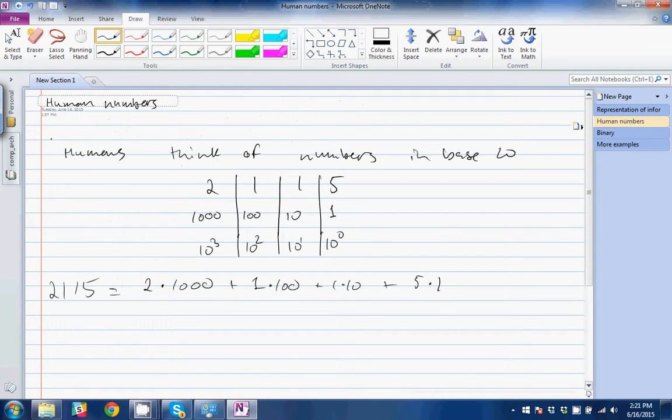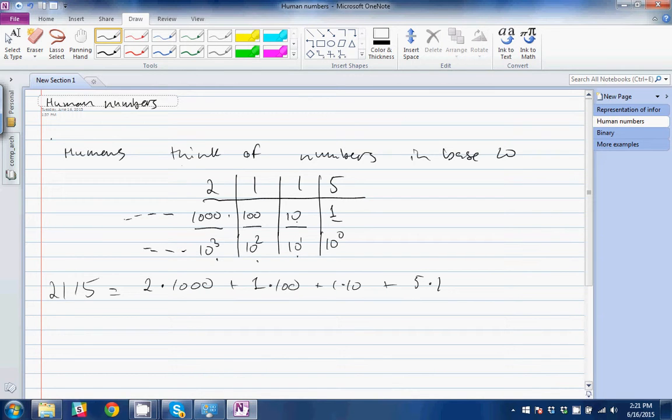Let's begin with how humans represent numbers. We think of numbers in base 10. So for example, the number 2115 can be represented with a 5 in the ones place, a 1 in the tens place, a 1 in the hundreds place, and a 2 in the thousands place. You notice that all the places are actually just powers of 10. So 1 is 10 to the 0, 10 is 10 to the 1, 100 is 10 to the 2, 1000 is 10 to the 3, and so on and so forth.